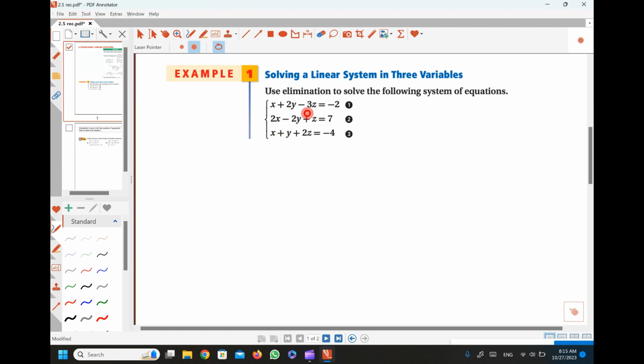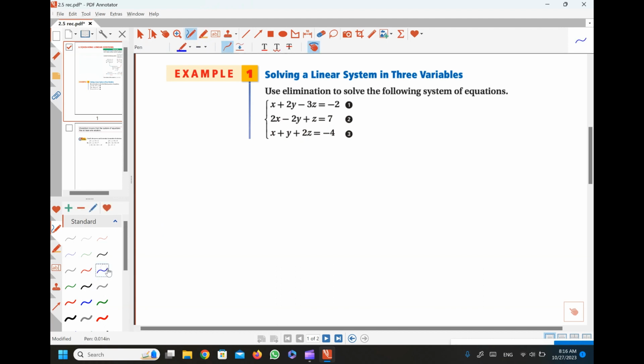So I see opposite coefficients here, 2y and negative 2y. So it seems to me that eliminating y is the most reasonable choice. So I'm going to eliminate y first. To do so, I need pairs. I'm going to pair two equations. First and second equations look easier to eliminate, so I'm going to use first and second equations first. So you can label them equation 1, equation 2, equation 3.